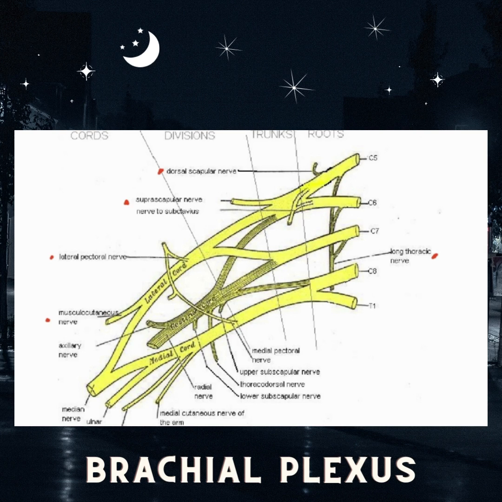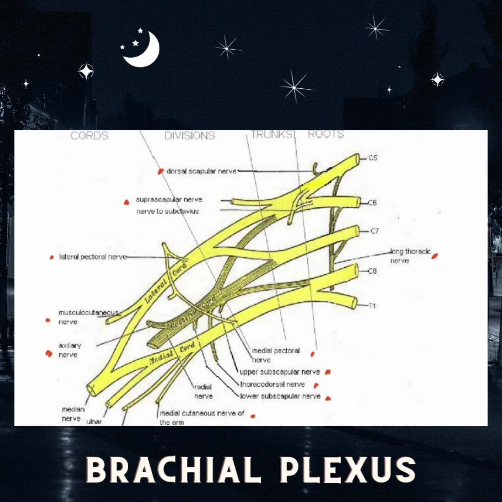Coming off of the medial cord, we have the medial pectoral nerve, the medial cutaneous nerve of the arm, and the medial cutaneous nerve of the forearm. Off of the posterior cord, we have the axillary nerve. We have the upper subscapular nerve, the lower subscapular nerve, and the thoracodorsal nerve.